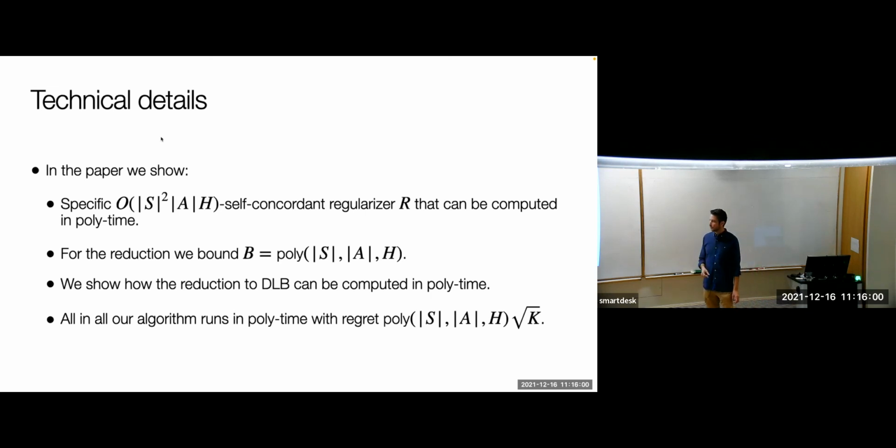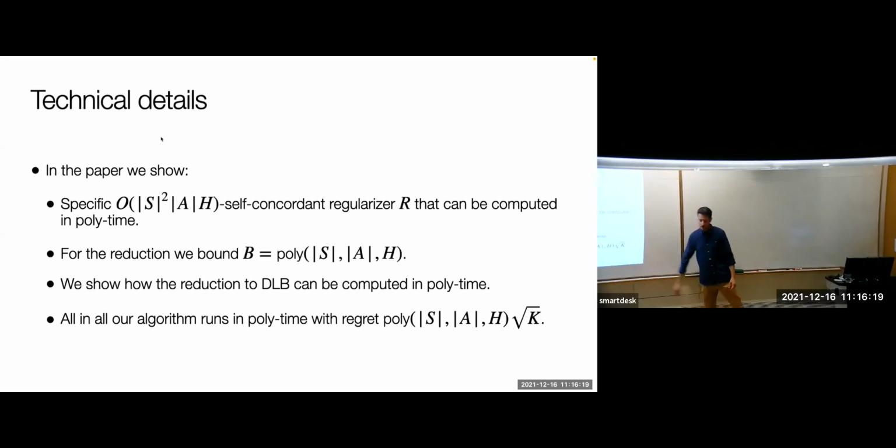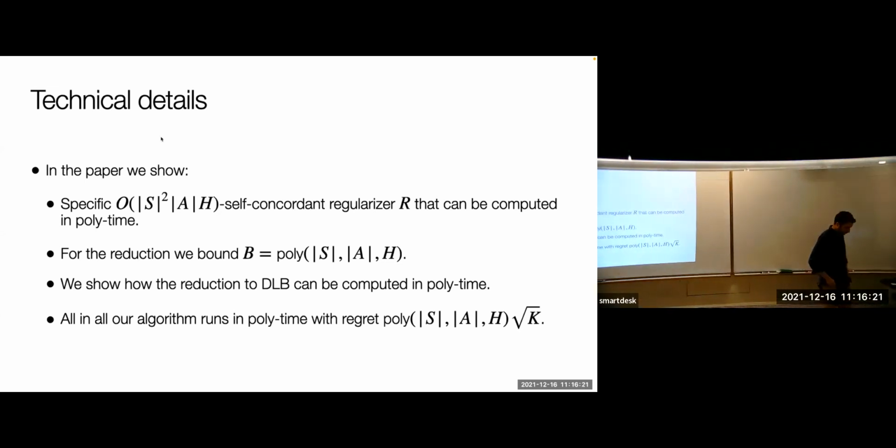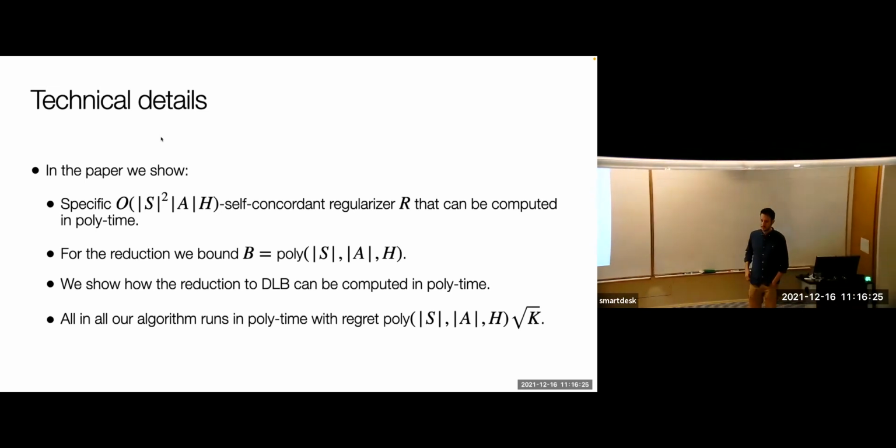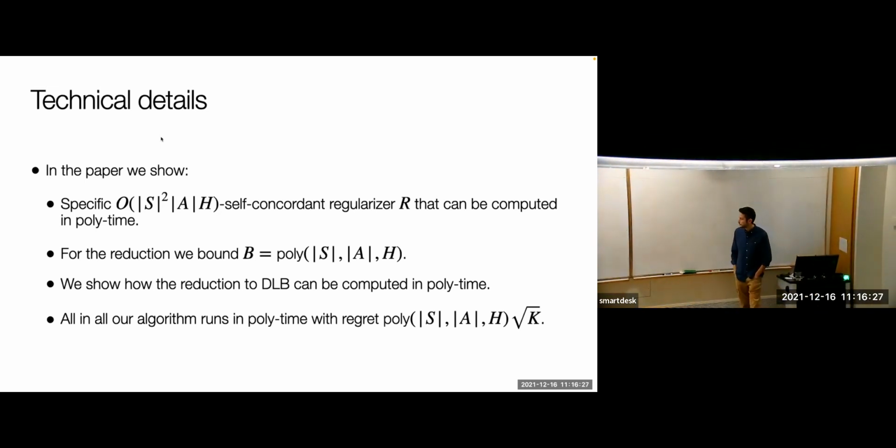We have this bound on B that scales with the number of state sections and the time steps. And we show how the reduction between the original setup and distorted linear bandits can also be done efficiently. All in all, with the regret bound that I got from distorted linear bandits, I get the result, the root k regret with polynomial dependence on all the MDP parameters.